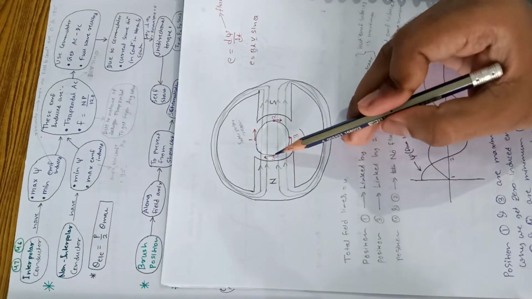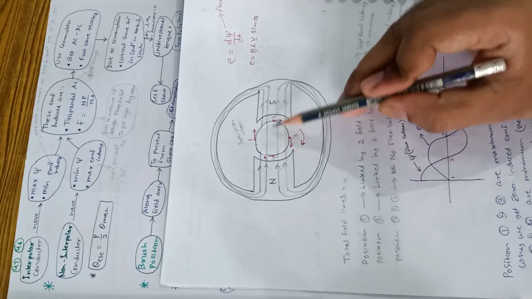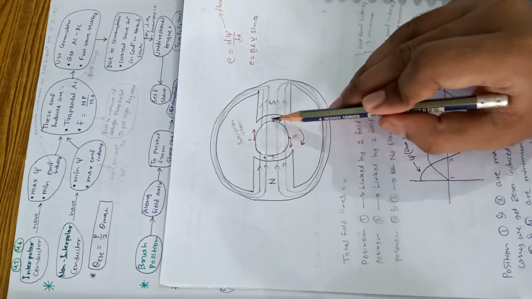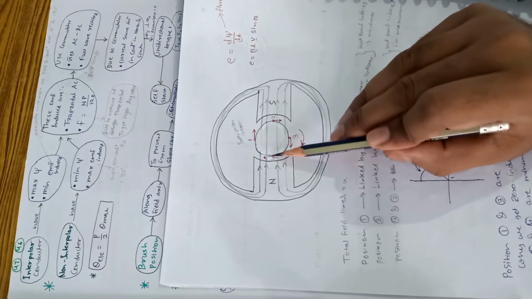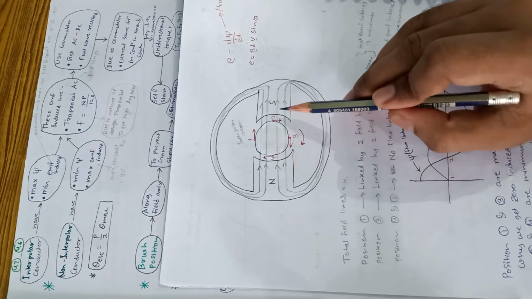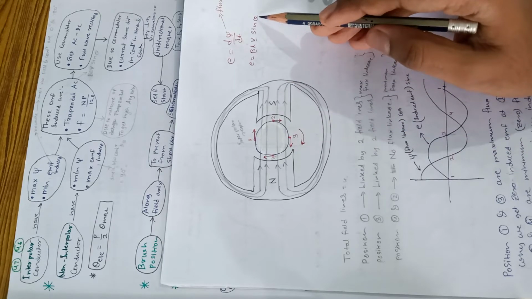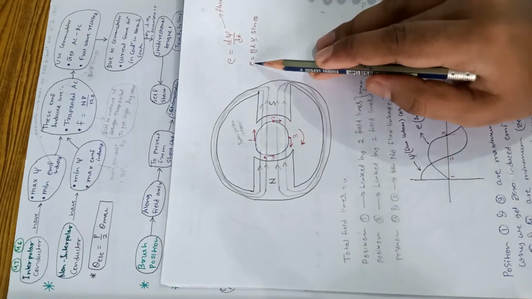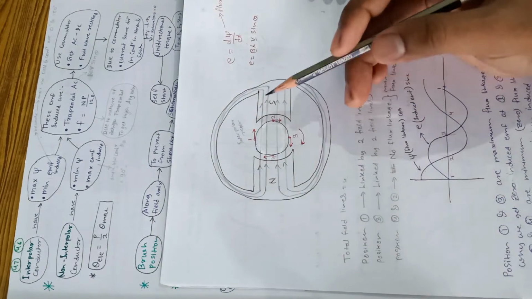And in case of this one, see, angle between this flux and the direction of conductor is what? 90 degree out here, and 270 is out here. So due to this we know that sine 90 is what? Sine 90 is 1. So the EMF induced will be maximum. That's why we say like this.